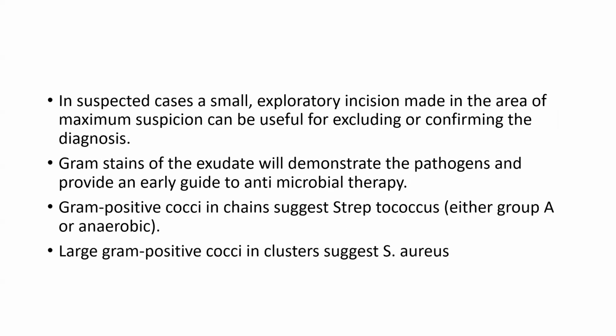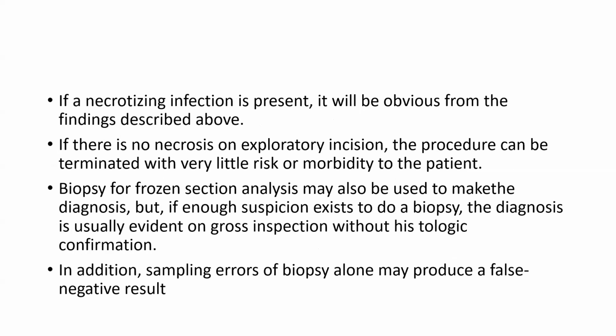In suspected cases, a small exploratory incision made in the area of maximum suspicion can be useful for excluding or confirming the diagnosis. Then we need to apply the Gram stain of the exudate, which will demonstrate the pathogen. If that demonstrates gram positive cocci in chains, that suggests streptococcus. If it is large gram positive cocci in clusters, that suggests infection with Staphylococcus aureus. If necrotizing infection is present, it will be obvious from the findings described above.